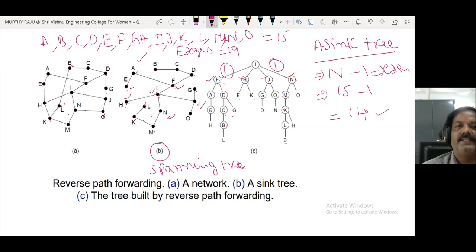In K to L, and L to H, K to H. The K to H connection is there in the main graph but not in the spanning tree. That is the reason H is not circled. In that fashion, you have to develop the tree built by reverse path forwarding.